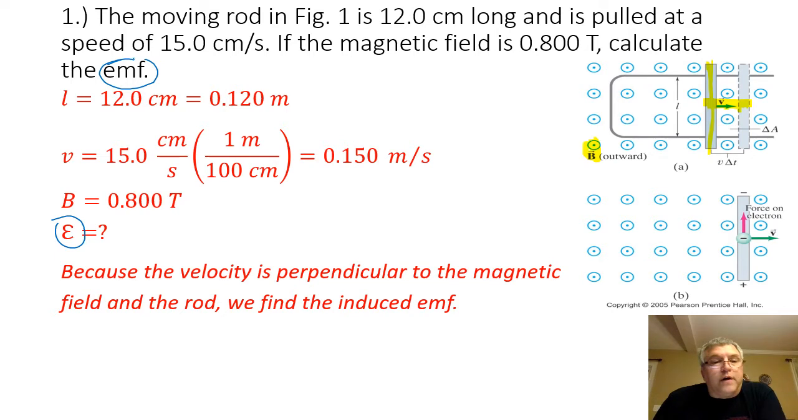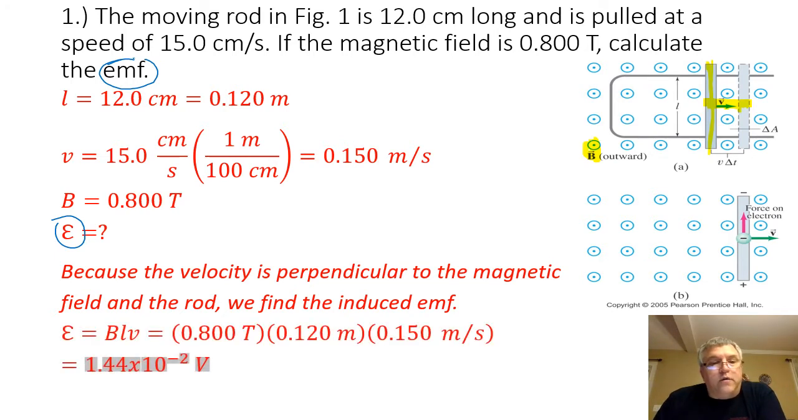So in order to find the induced EMF, I know I need to multiply the magnetic field times the length of the wire times the velocity. And when I plug all of those into my equation, E equals BLV, I'm going to have an induced EMF of 1.44 times 10 to the minus second volts.